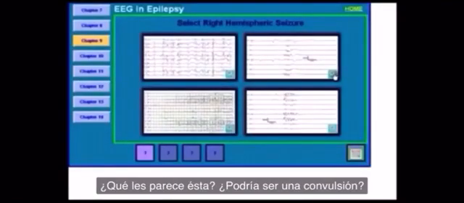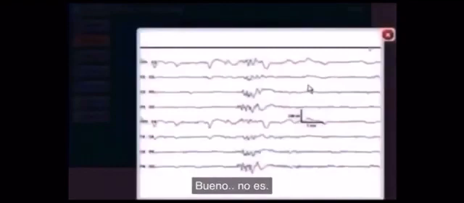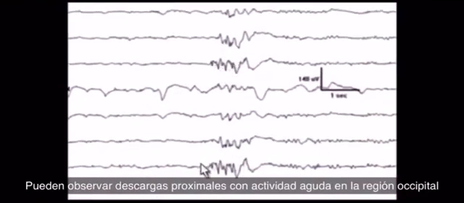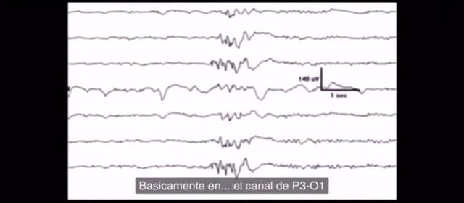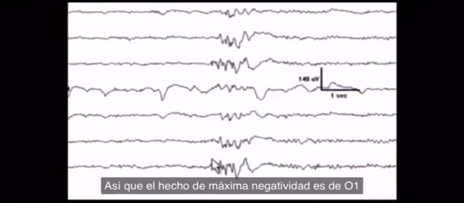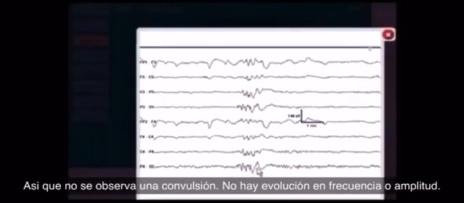What about this? Could this be a seizure? Well, it is not. You see a paroxysmal discharge with sharp activity in the occipital head region, basically at the P3-O1 channel. The maximal negativity in fact is at O1. So you don't see a seizure. There is no evolution in frequency or amplitude.